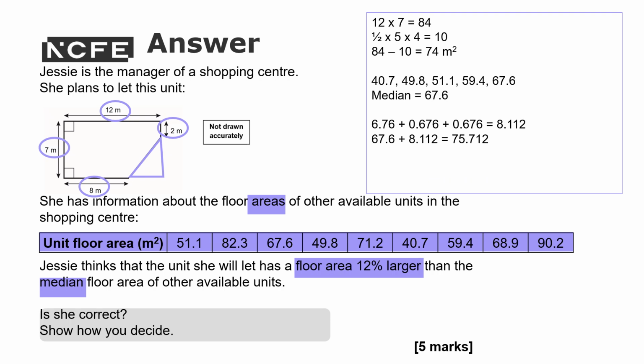I can now give my answer. So I've done my solving, I've done my calculations. When it comes to the answer, 74 is less than 75.712, and therefore my answer is no. And that's really important that you do not miss out that step of the answer, because there will be a mark, I guarantee it, just for writing no. So if I don't put that yes or no, if I don't make a decision, I will not get the full 5 marks for this question.